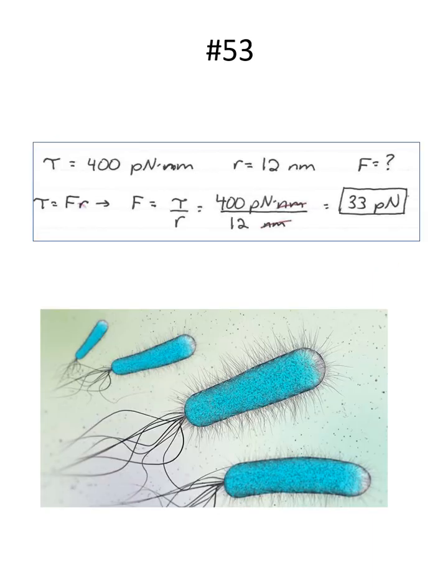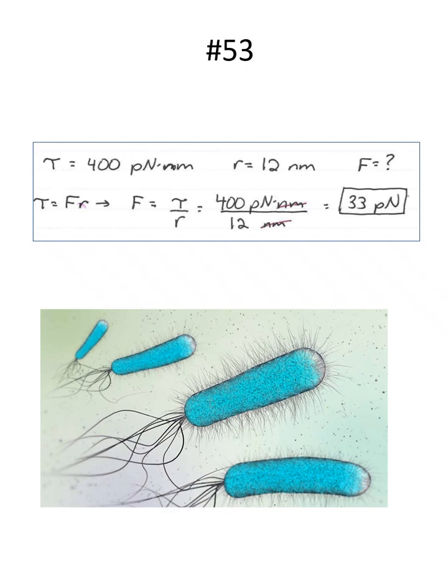Number 53, back to the flagellum of E. coli. It exerts a typical torque of 400 piconewton nanometers. So instead of newton meters, it's giving piconewton nanometers on the flagellum. If this torque results from a force applied tangentially to the outside of the 12 nanometer radius flagellum, what is the magnitude of that force?